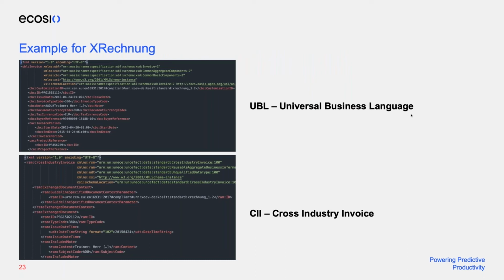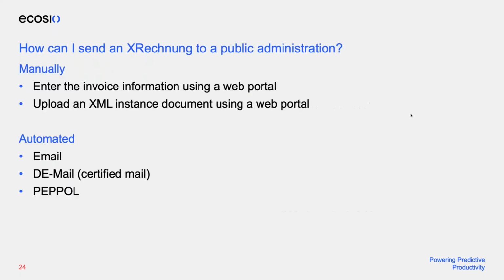First, the Universal Business Language, as we can see, is a regular XML file following a certain structure, and so is the cross-industry invoice. So the two syntaxes we have here, which are valid for the European norm, are both XML-based. How do I get an XRechnung to a public administration?